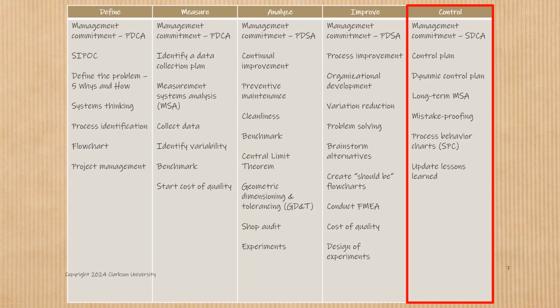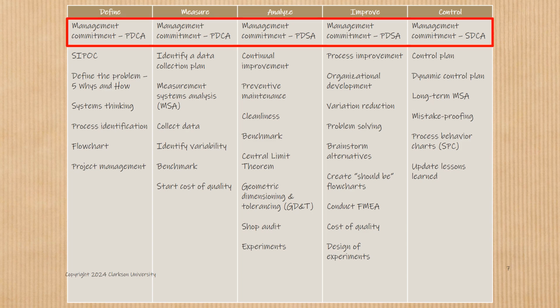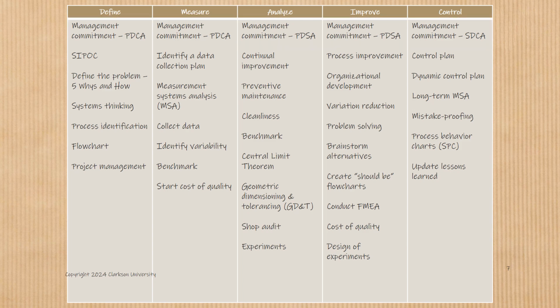Finally, control plans and SPC are applied in the control phase to ensure implemented solutions are effective and sustainable. Note that the one element common to each phase is management commitment, which is essential to successfully implement and sustain a Six Sigma culture.